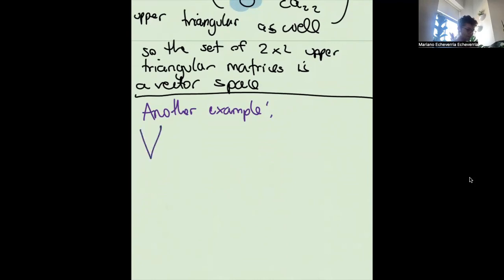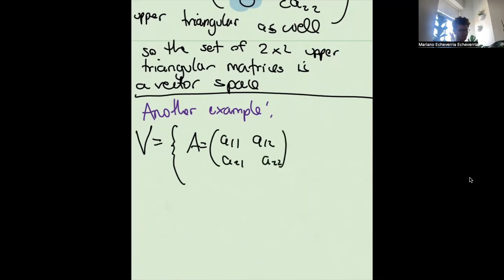Let me define this one. So V is not going to be 2 by 2 matrices. Again, V is going to consist of 2 by 2 matrices, so there are 2 by 2 matrices where A is skew symmetric.